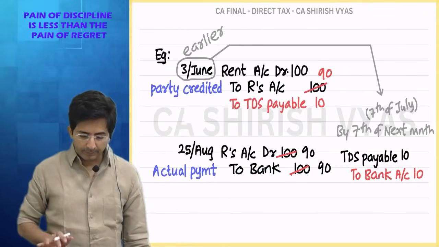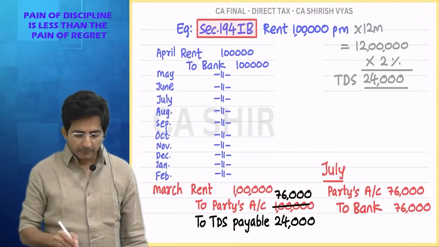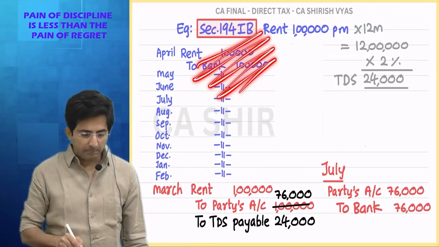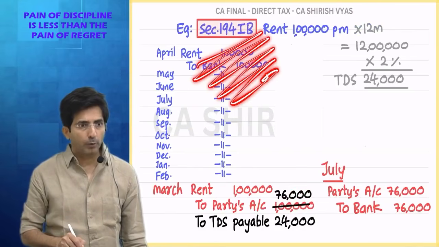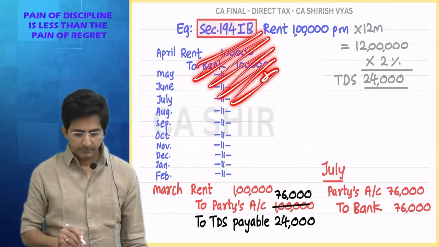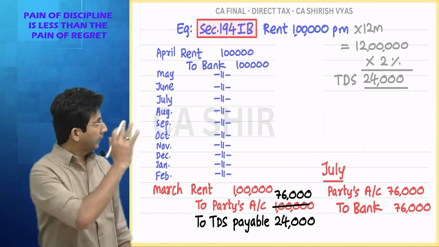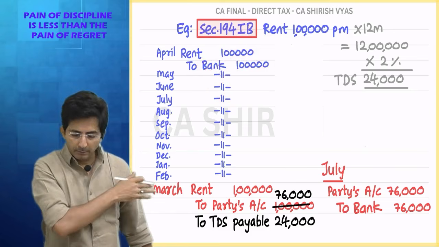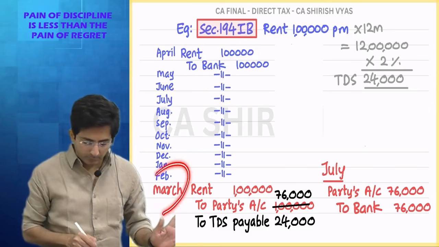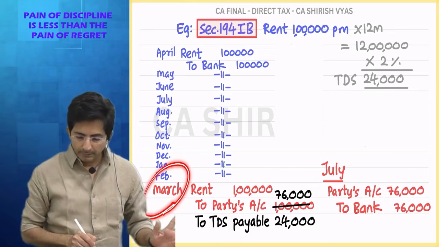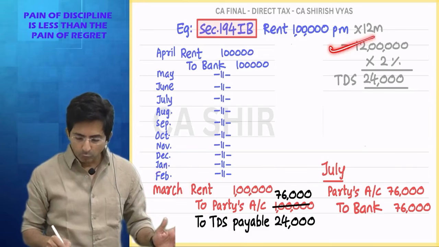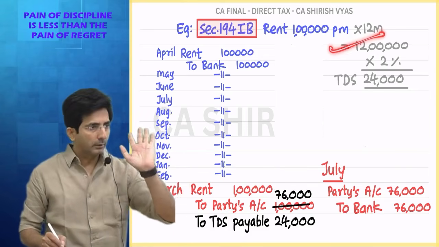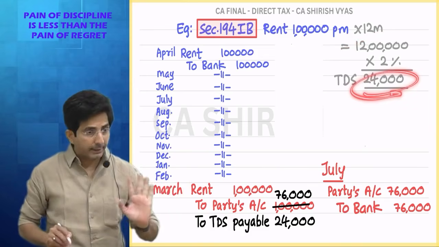One more thing. Wait. I will take you back to this example once again, because here there is one good point which comes in the exam. Just recall this example once again, which we did recently. Tell me here, when did I deduct TDS in the month of March? Correct? And how did I calculate TDS? 2% of the rent of the whole year. Okay, that was 24,000, correct?